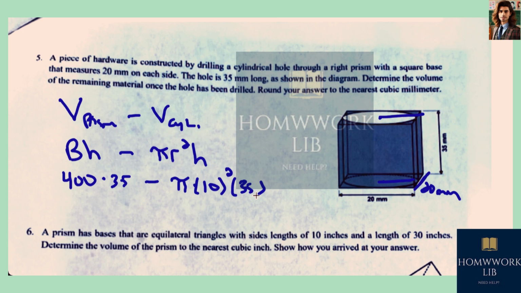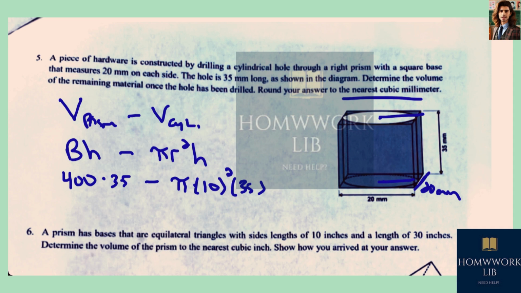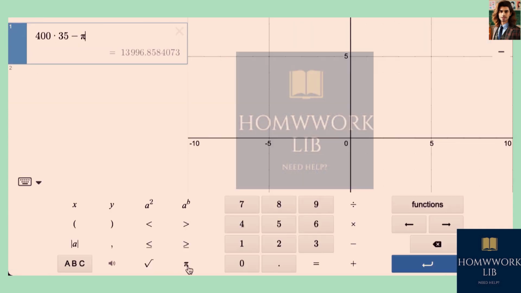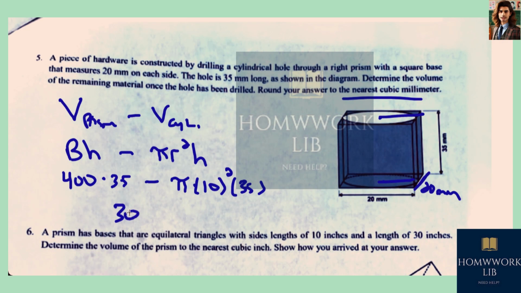We're going to go to the nearest cubic millimeter. So 400 times 35 minus pi times 10 squared times 35, or 3004 to the nearest cubic millimeter.